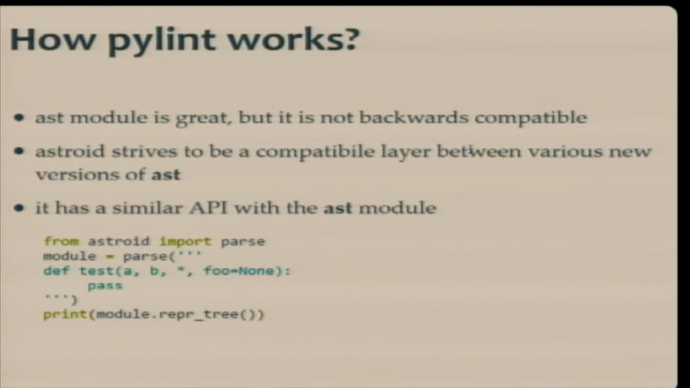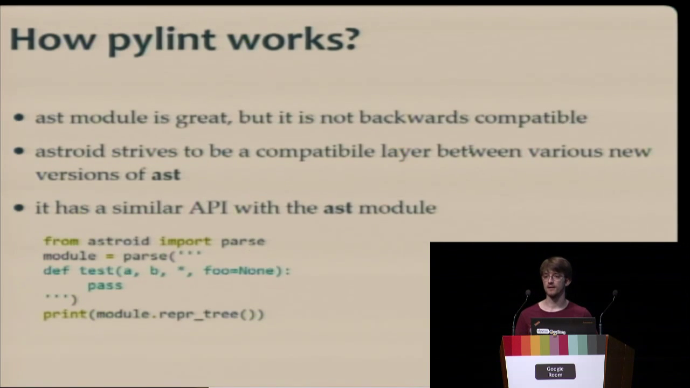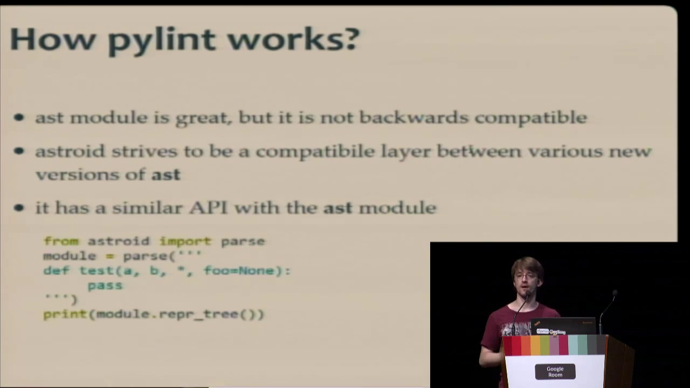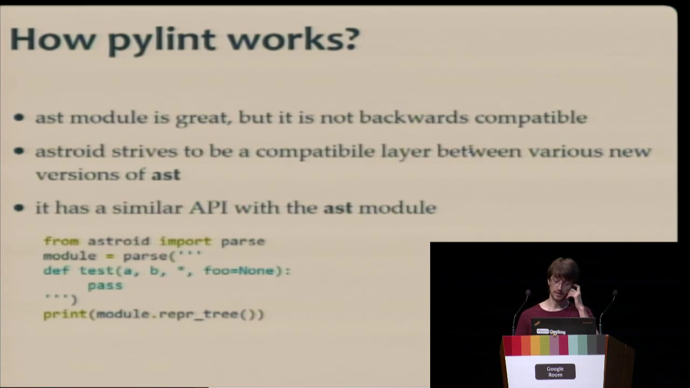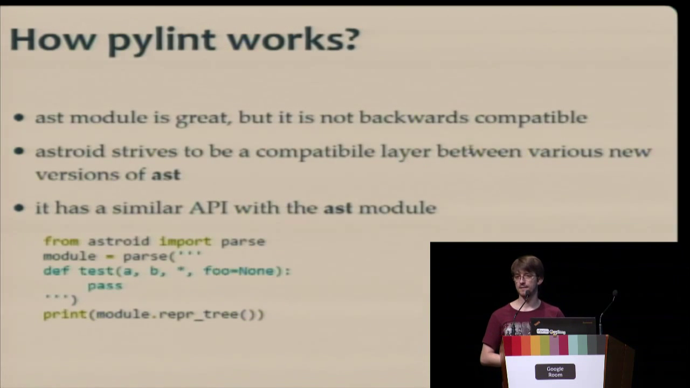Even though ast is great, it's built in, and we don't have to write our own parser, it's not perfect because it's not backwards compatible, not even for minor versions of Python releases like 3.4 and 3.5. They are going to add new nodes, remove nodes, or change things. Astroid strives to be a backward compatible wrapper over ast that you can use from Python 2.7 to Python 3.5, as well as for PyPy, Jython, or any other interpreter which supports abstract syntax trees. The API is quite similar to ast, as you can see, it doesn't differ too much. So if you're using ast right now and you want something more capable, you could use it.